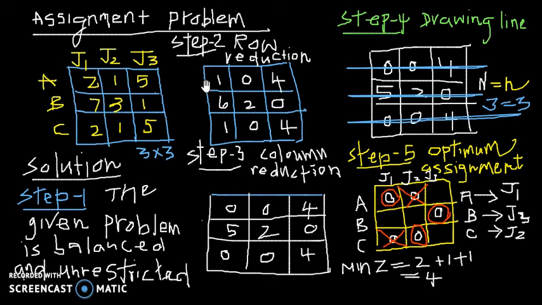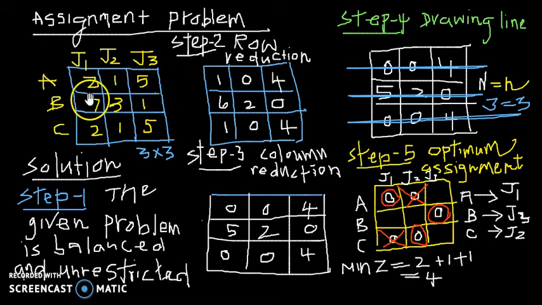In the second step, what we do is row reduction. What do we mean by that? We take the first row, find the least element, then subtract the least element from all other elements. Look at this, the first row, the least element is 1. Subtract this 1 from this, this, and this, the same row elements. 2 minus 1, 1; 1 minus 1, 0; and 5 minus 1, 4.